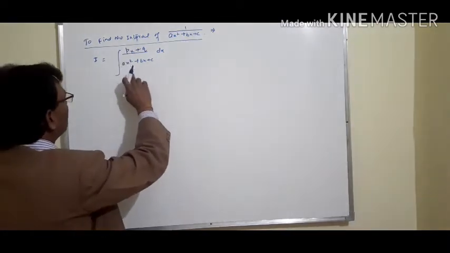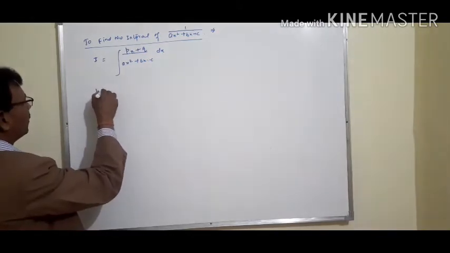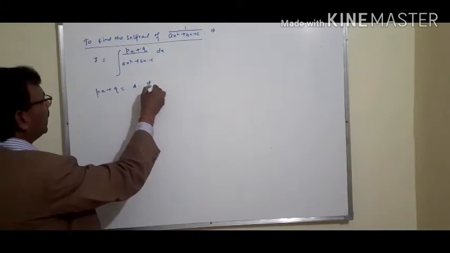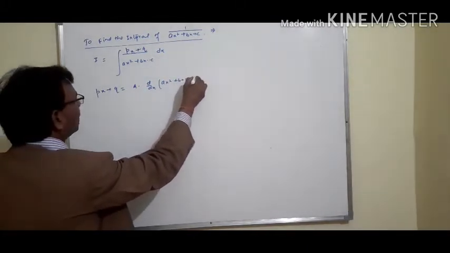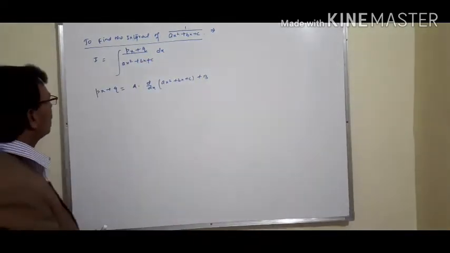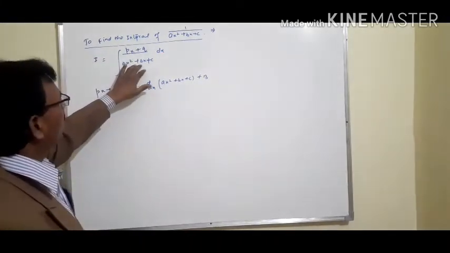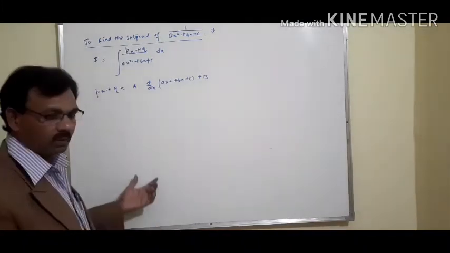first we should write here px + q = A into d by dx of (ax² + bx + c) + B. We want to change this function into the form of the previous function we have already discussed in the previous slides.